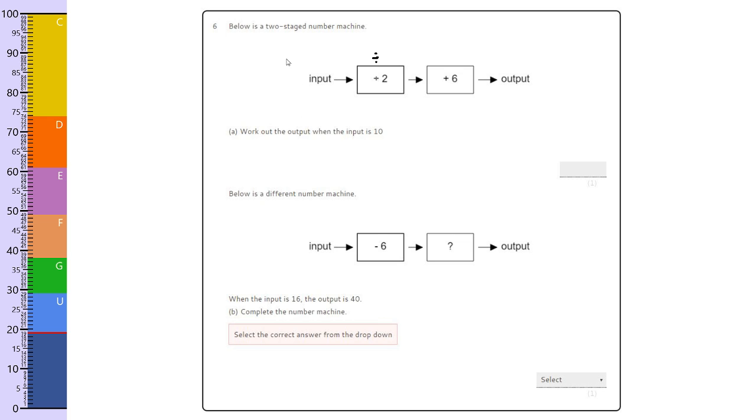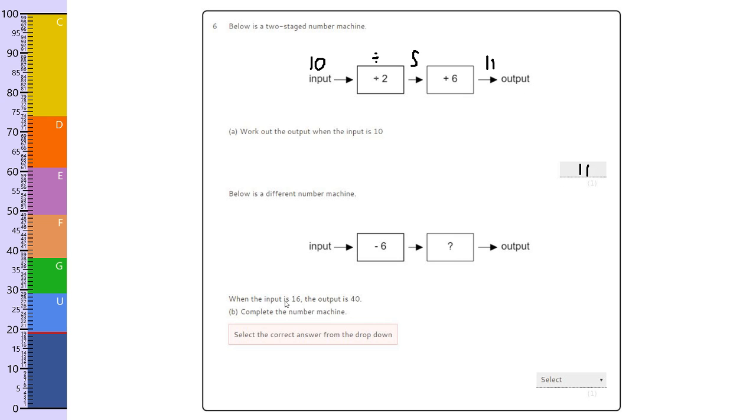So the input is 10. That's saying divide it by 2, so that would give us 5, because 10 divided by 2, just do it on the calculator, is 5. Then that says plus 6, so on the calculator, plus 6. And that gives us 11 as an output. So that's 11, that's nice and easy.